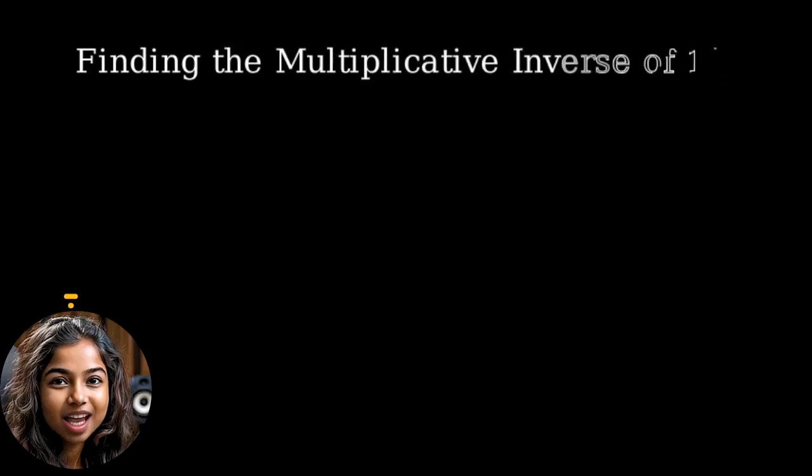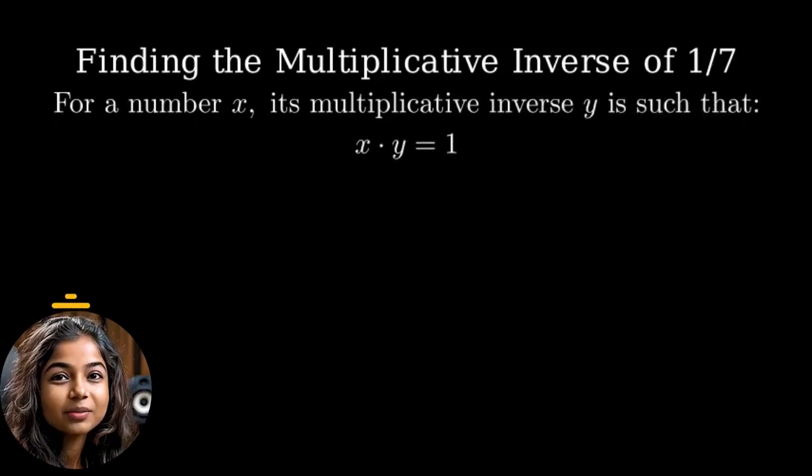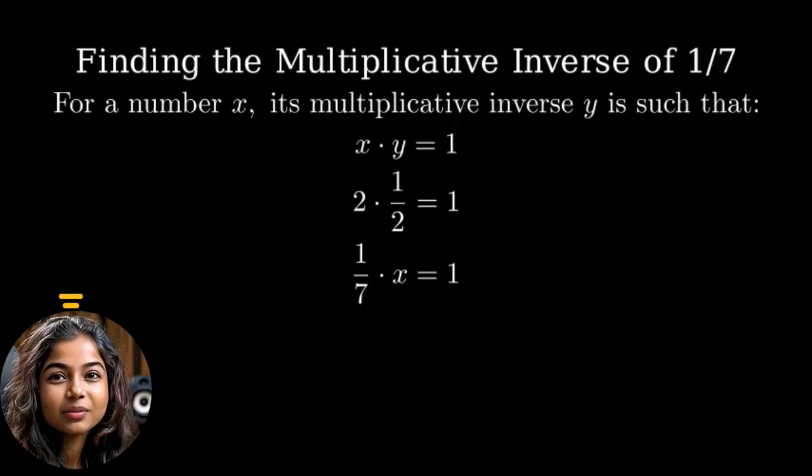Welcome. Today we'll find the multiplicative inverse of 1/7. The multiplicative inverse of a number is the value that, when multiplied by the original number, gives us 1. For example, the multiplicative inverse of 2 is 1/2 because 2 times 1/2 equals 1. In our case, we need to find a number that, when multiplied by 1/7, equals 1.